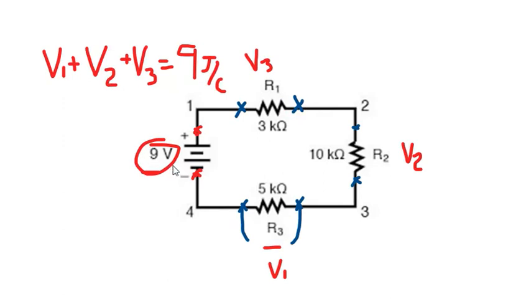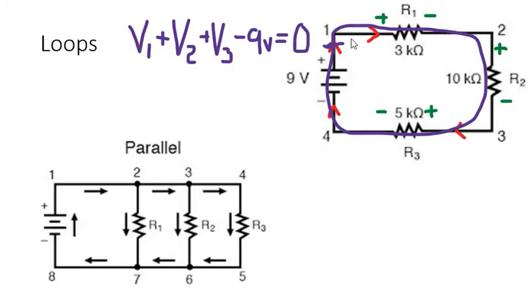If the battery is supplying 9 joules per coulomb, these 3 resistors total have to be using the 9 joules per coulomb, right? So it's not going against the definition. It's saying the same thing we said before. It's just allowing us to make an equation. All right.